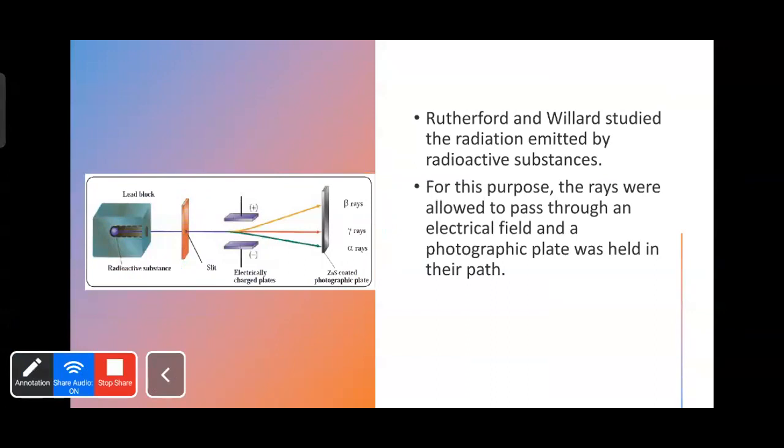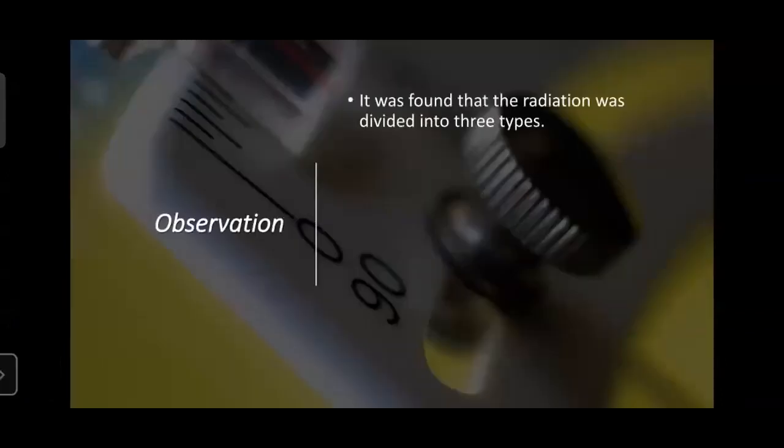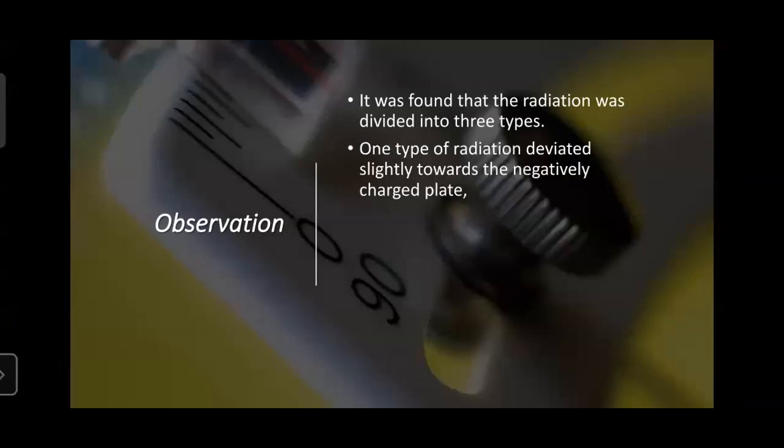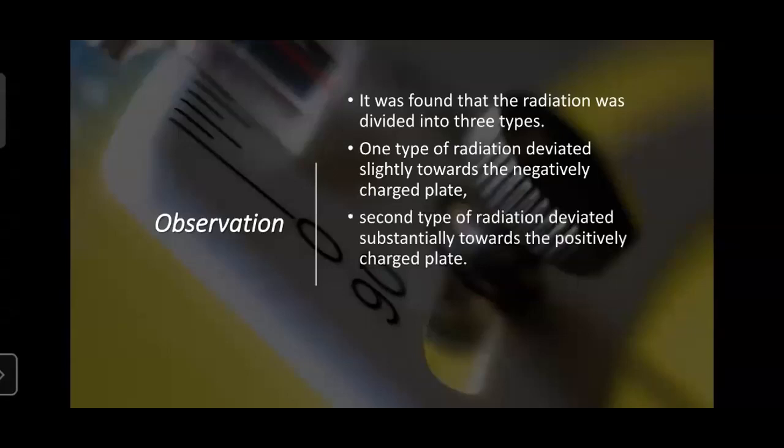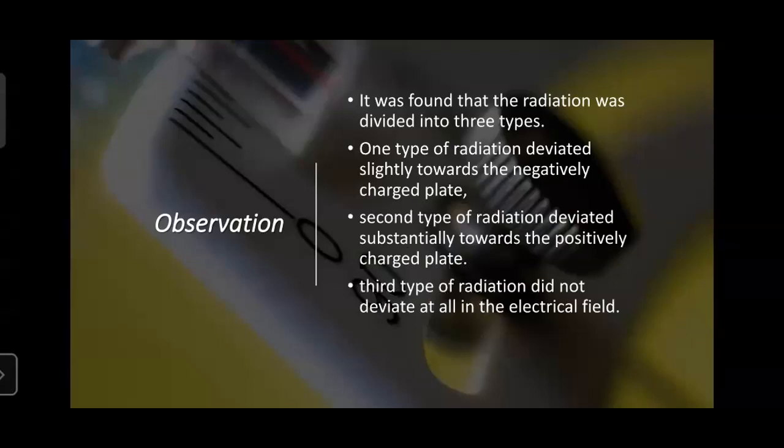Now, for this purpose, the rays were allowed to pass through an electrical field and the photographic plate was held in their path. And we got the observation. It was found that the radiation was divided into three types. One type of radiation deviated slightly towards the negatively charged plate. Second type deviated substantially towards the positively charged plate. And the third type did not deviate at all in the electrical field.